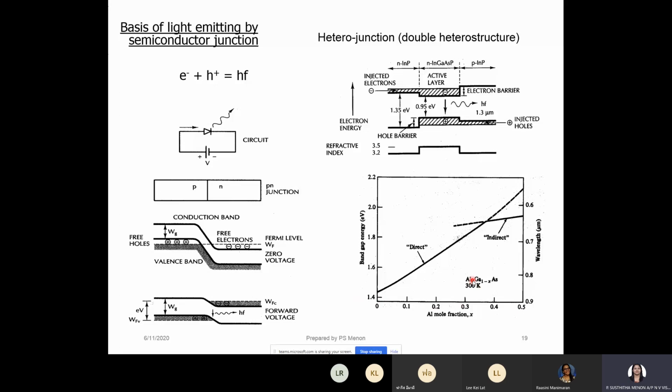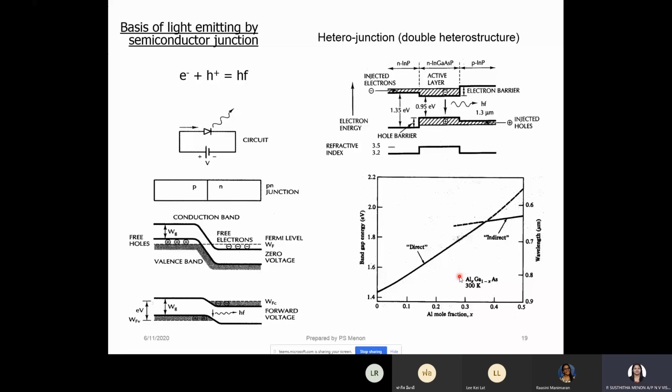We change the aluminium molarity fraction, and when you change it, the material changes from a direct bandgap to an indirect bandgap. The bandgap energy increases and the wavelength reduces.